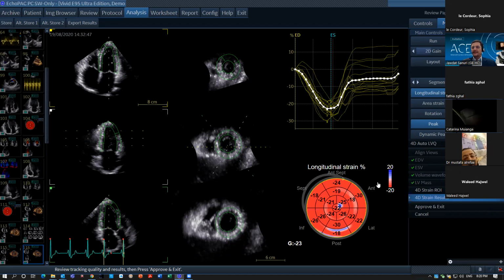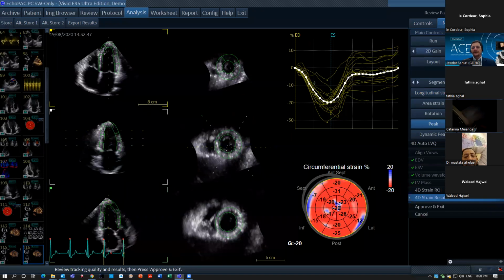Here is the segmental strain, and you can see the longitudinal strain during systole for all of the 18 segments, and during early diastole and atrial contraction. This is longitudinal, this is circumferential. It should have the same curves more or less, and this is the average of all 18 segments, and this is the global circumferential strain.